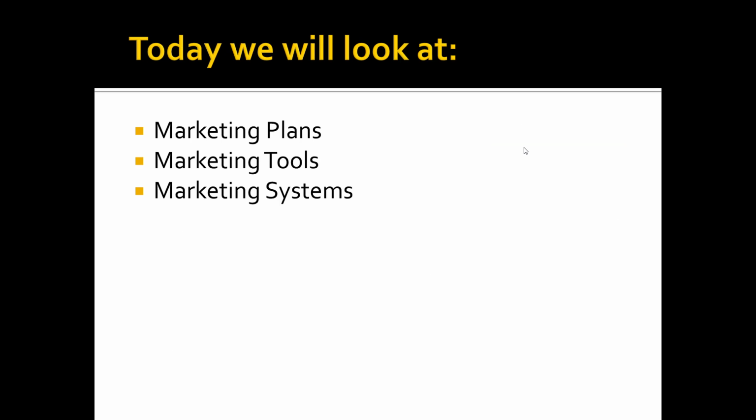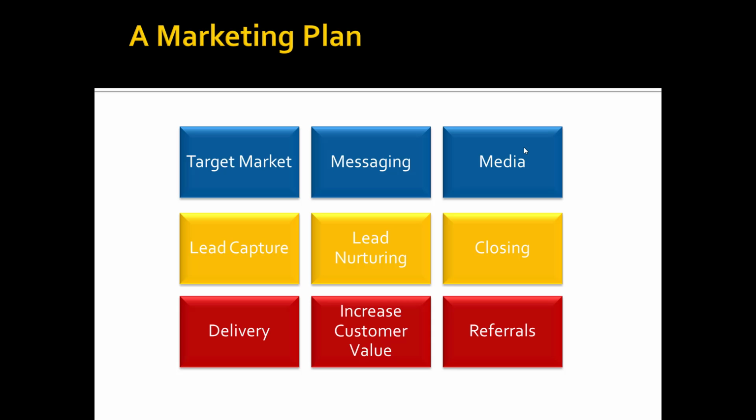And today, we're going to look at marketing plans, marketing tools, and marketing systems. Remember, these are all things designed to help you reinvigorate your business and move forward. So we're going to start with a marketing plan. Here's the overview of what a marketing plan looks like. This includes all of the traditional elements that you would find, including print, radio, and the like, but it also includes CRMs, contact relationship management systems, lead capture, lead nurturing, closing, all those kinds of things. So we're going to look at each one of these categories in detail here.